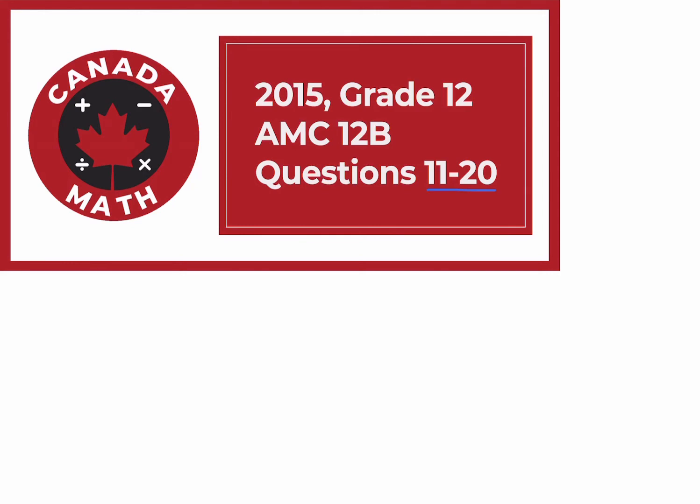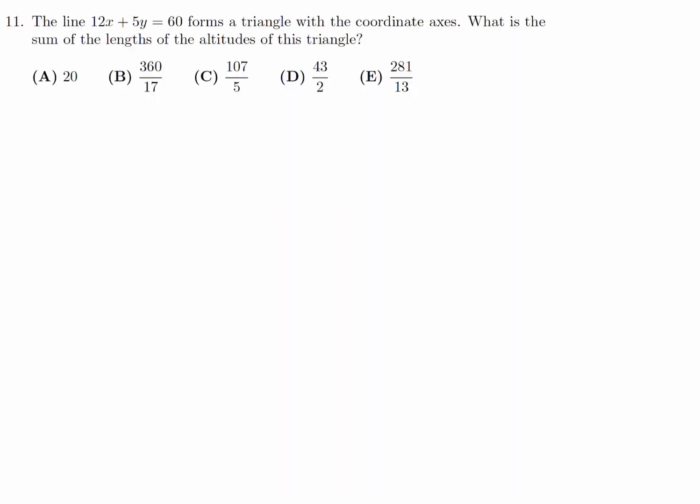Questions 11 through 20 on the 2015 grade 12 AMC 12B. The line 12x plus 5y is equal to 60 forms a triangle with coordinate axes. What is the sum of the lengths of the altitudes of this triangle? Let's draw the coordinate axes and let's see what we can get.